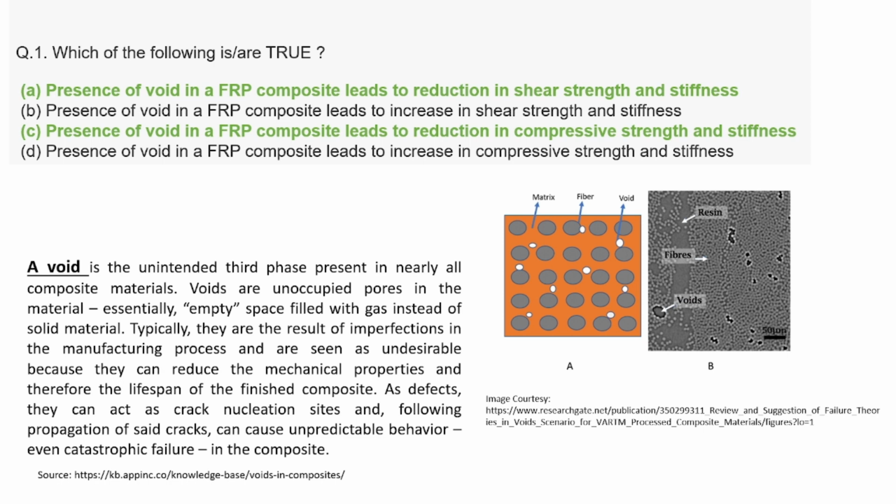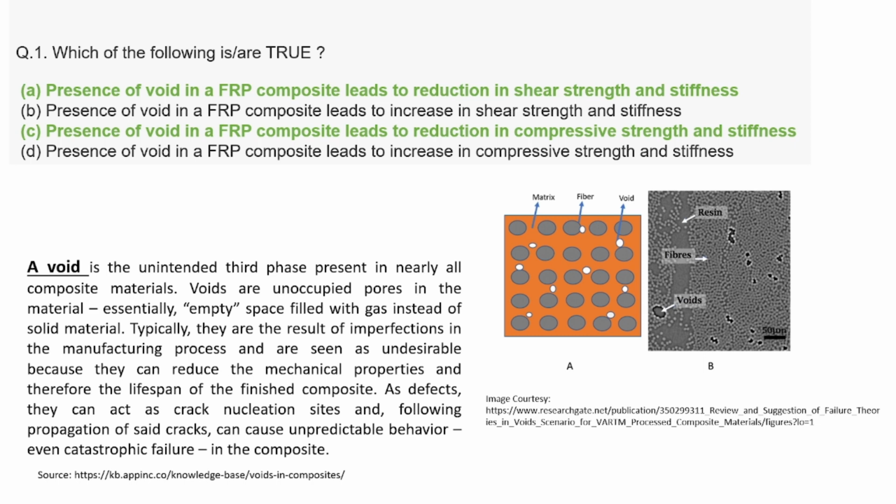So here in the options you can see the first option says that the presence of voids in FRP composite leads to reduction in shear strength and stiffness, which is a correct answer, because as I said, presence of voids causes reduction in the mechanical properties of the final composite, and here it is talking about reduction in the shear strength and the stiffness of the composite. The next statement is the opposite of the first statement, that it increases shear strength and stiffness, which is false.